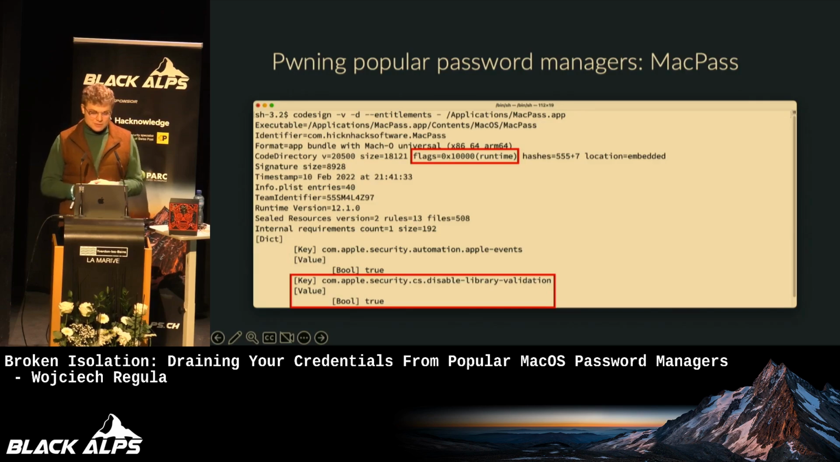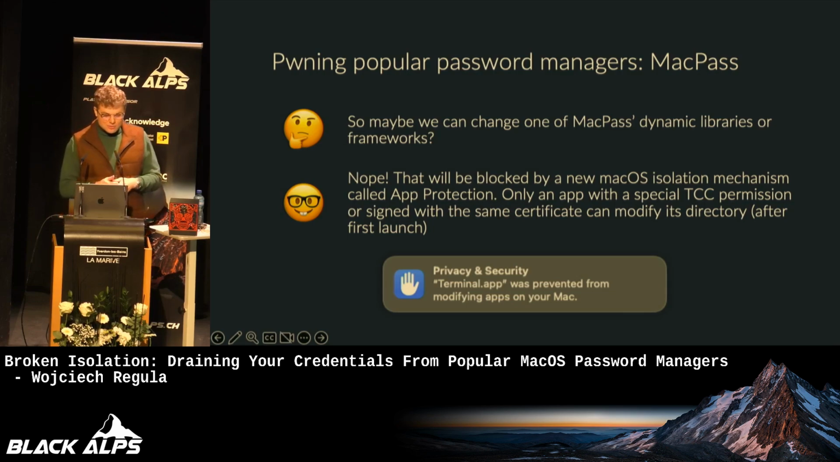And it has hardened runtime turned on, but unfortunately, disable library validation set to true. So maybe we can change one of MacPass's dynamic libraries or frameworks. But no, unfortunately, one year ago, I think, Apple introduced a new mechanism called app protection. So if you launch your application for the first time, the directory gets blocked, and only Apple or other applications signed with the same team ID will be able to modify the application's directory. So this whole DLL hijacking trick will not work, unfortunately, with only this one runtime exception.